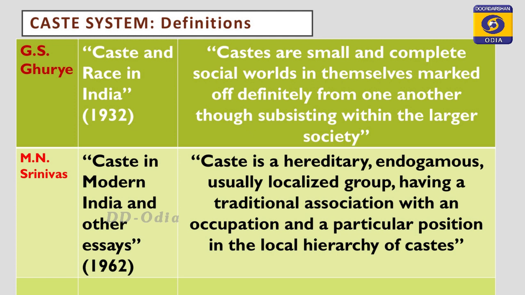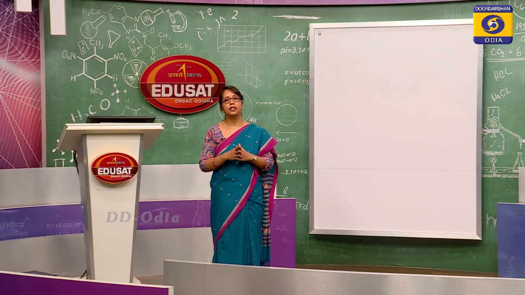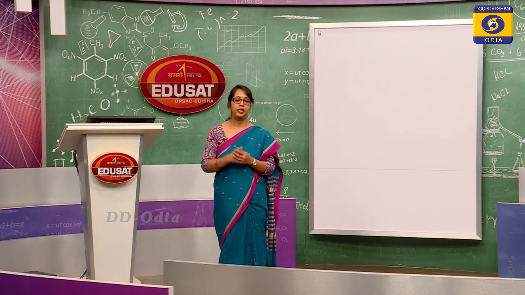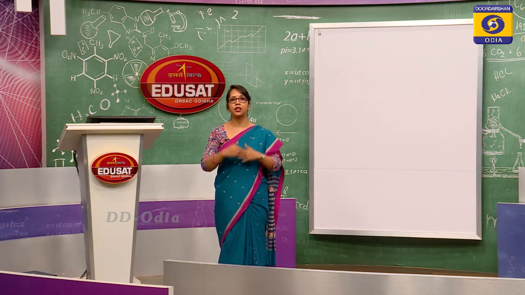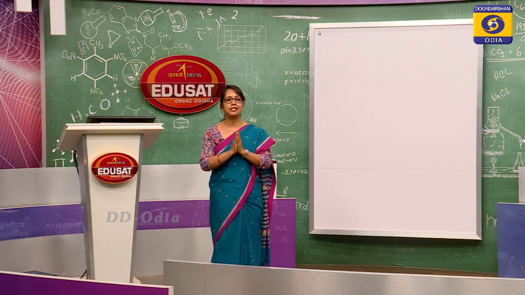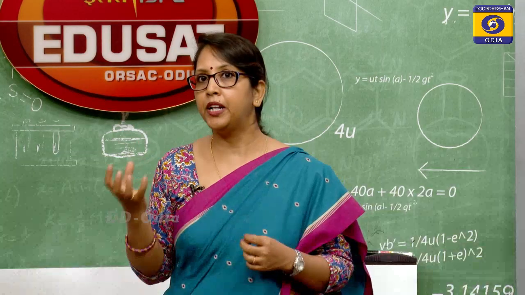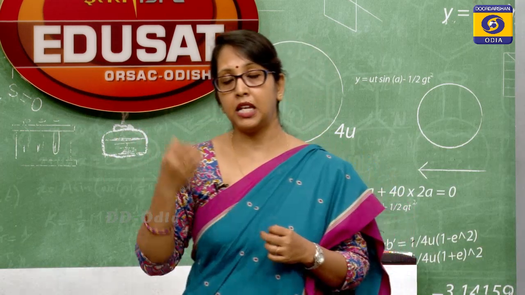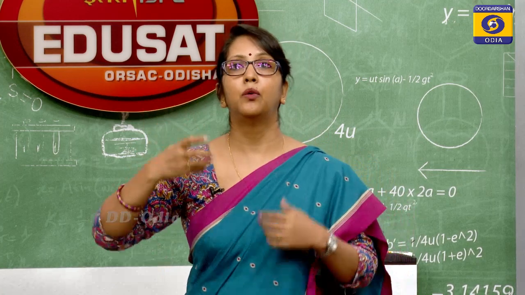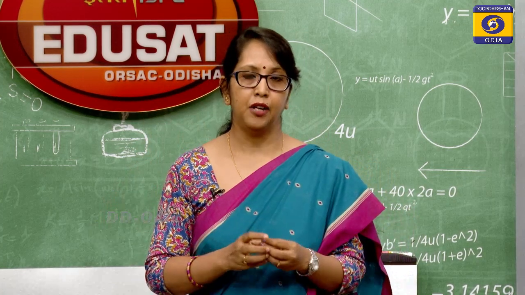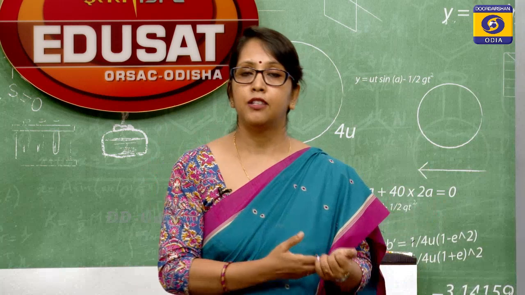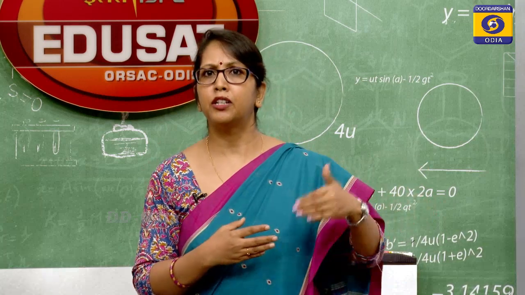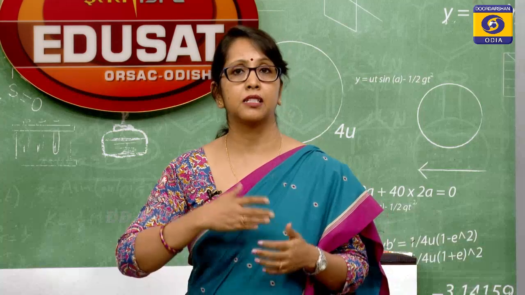But what is the difference in the opinion of M.N. Srinivas and G.S. Ghurye? Here M.N. Srinivas says that caste is a very localized social group. It has a regional impact. That means the hierarchical arrangement of the caste groups in the social system is not the same everywhere. If in one particular society we see that Brahmins hold the topmost position, it is not necessary that in other parts of the country the Brahmins will hold their dominance. In other parts of the country, maybe some other upper caste group members exercise dominance.